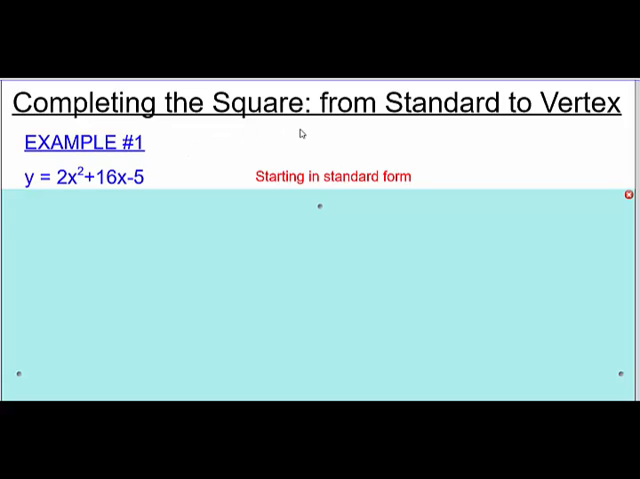Today we are looking at completing the square. Now this is going to allow us to get our quadratics from standard form to vertex form. And again, it's one of these processes that we just have to learn how to do. And so here we go.